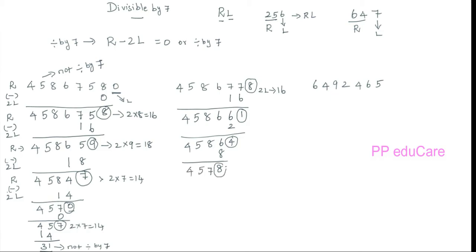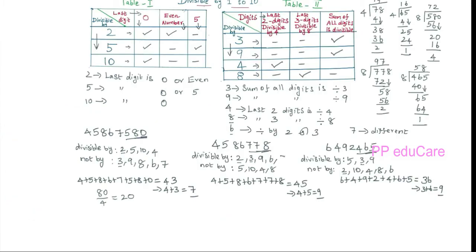Here the last digit is 8. 2 times 8 is 16. Now subtract this 16 from the remaining digits. The resulting value will be 1, 4, 4. Here the last digit is 1. 2 times 1 is 2. Subtract this 2 from the remaining digits. The resulting value will be 42. Since this 42 is divisible by 7, the second number is divisible by 7.